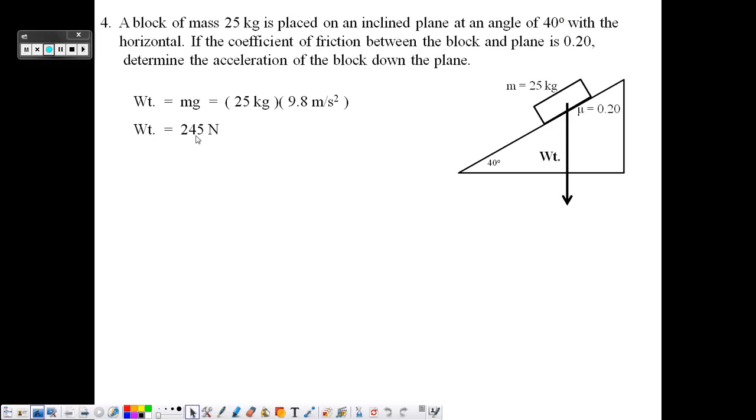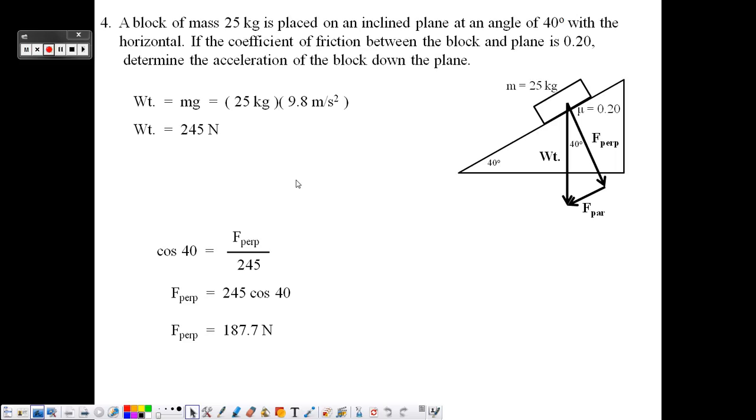245 newtons. All right, now we're going to break that weight vector into components, perpendicular and parallel to the plane. The angle is the same as the incline, remember. I'm going to determine the magnitudes of these components with SOHCAHTOA. So cosine is force perpendicular over the hypotenuse. 187.8 newtons there. Force parallel will be found using the sine function. 94.5 newtons results.